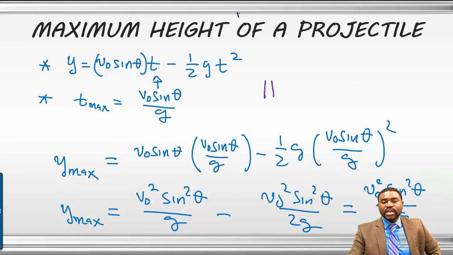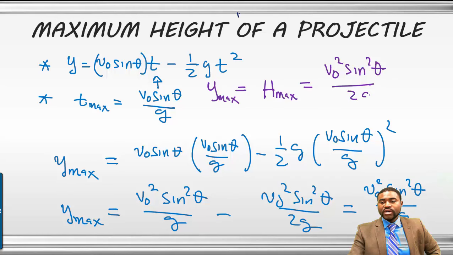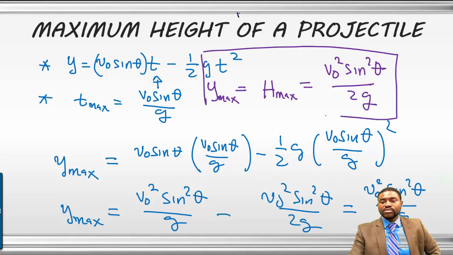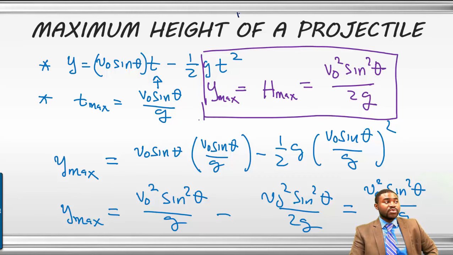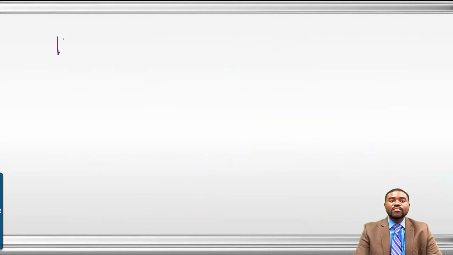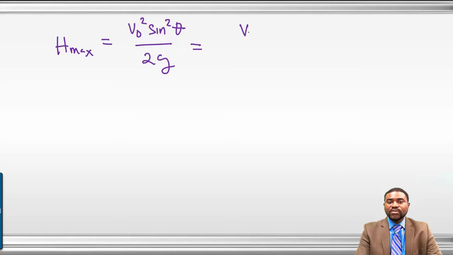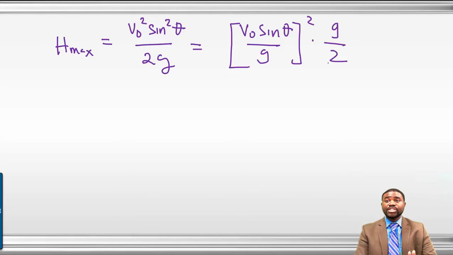In other words, the maximum height h max, some people prefer to write it y max, I really don't care, is equal to V naught squared sine squared theta all divided by what, 2g. This is the expression for the maximum height of a projectile. H max has been derived to be V naught squared sine squared theta all divided by 2g. This can be rewritten as V naught sine theta over g, all of this squared, multiplied by g over 2. Have I changed anything?